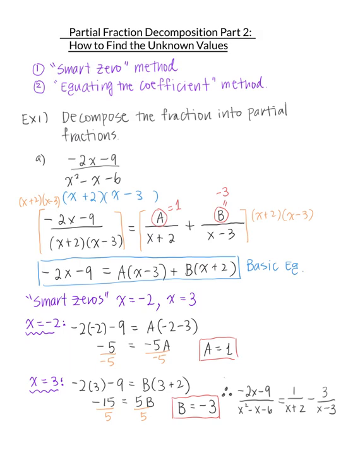I could write it as negative 2x minus 9 all over x squared minus x minus 6 is equal to 1 over x plus 2, and then minus 3 over x minus 3. So that's going to be the final answer. Let me just box that. And here it is. For this particular problem, we did not have to use the equating the coefficient method, because by using the smart zero method, we were able to find all unknowns.